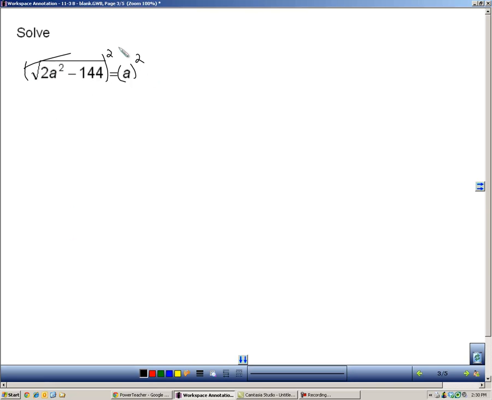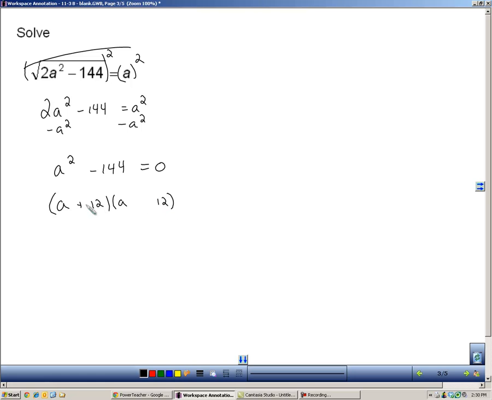Take the square of both sides to get rid of the square root. You get 2a squared minus 144, and that equals a squared. So I'm going to subtract a squared from both sides. 2a squared minus 1a squared is a squared minus 144. This is a binomial, and if you go back to chapter 9, we check for a difference of squares, because a squared comes from an a times an a, and 144 comes from 12 times 12. So one's a plus, one's a minus, and then my two solutions would be negative 12 and positive 12.